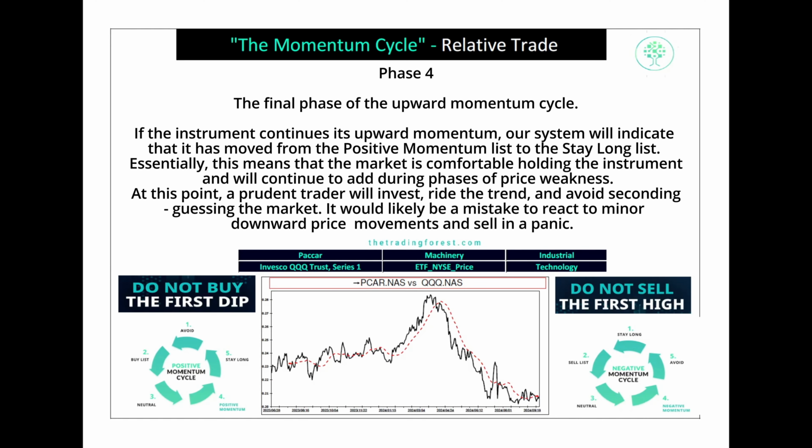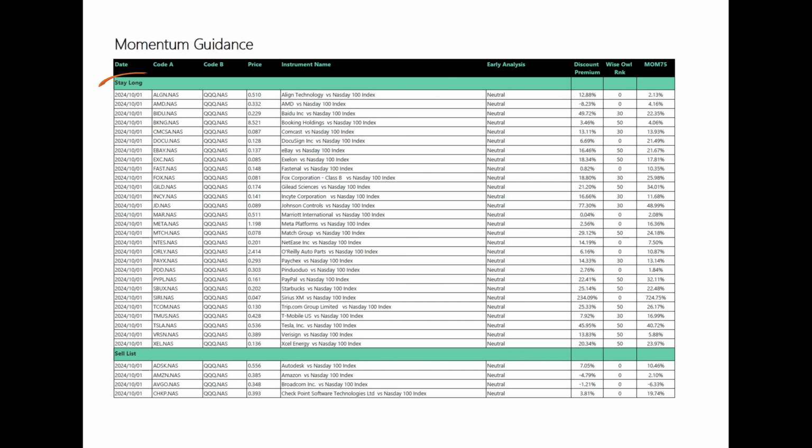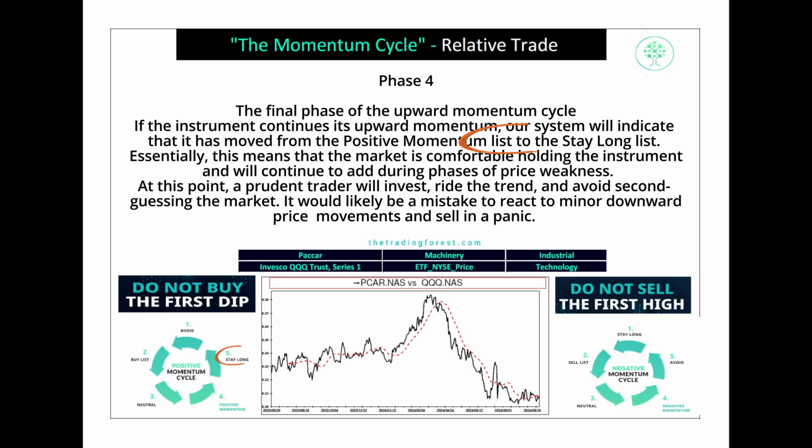Phase 4. The final phase of the upward momentum cycle. If the instrument continues its upward momentum, our system will indicate that it has moved from the positive momentum list to the stay long list. Essentially, this means that the market is comfortable holding the instrument and will continue to add during phases of price weakness. At this point, a prudent trader will invest, ride the trend, and avoid second-guessing the market. It would likely be a mistake to react to minor downward price movements and sell in a panic.